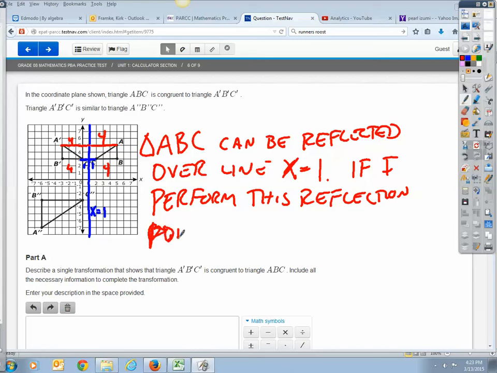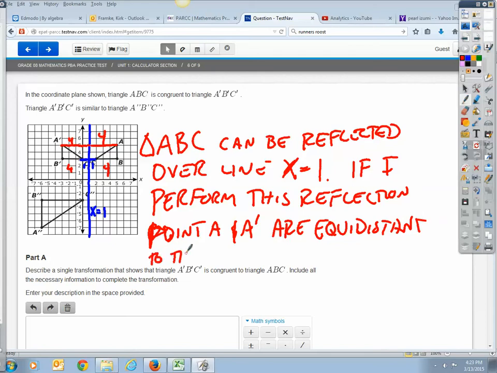point A and A prime are equidistant to the line of reflection. And then I could go on and say the same for B and B prime, C and C prime. And that would be enough to describe how I know that this transformation would give me a congruent shape.